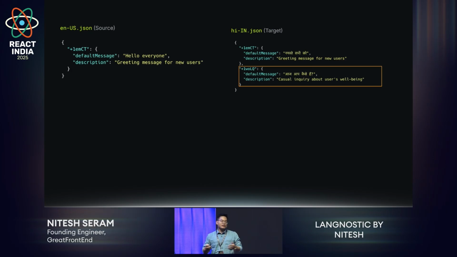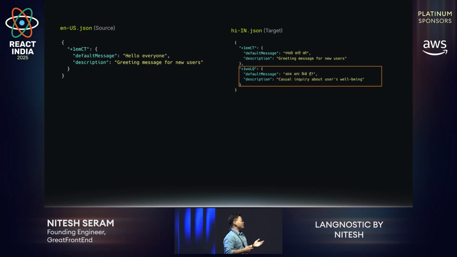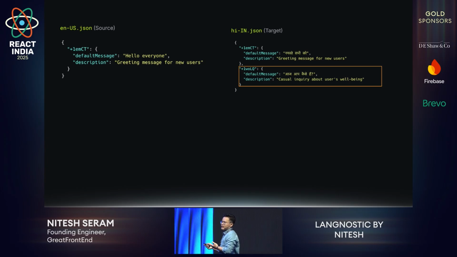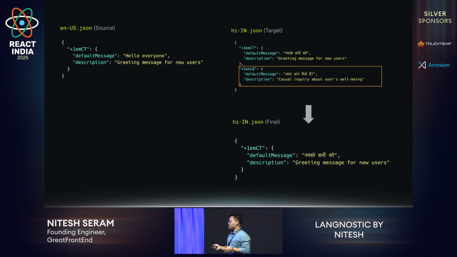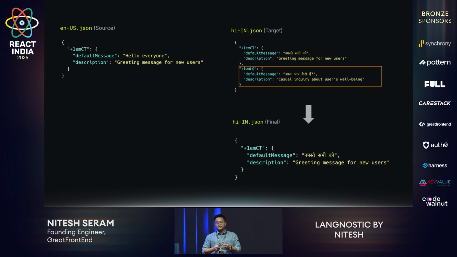Now there is another case, where you remove a string from your source file. Once you compare, you can see that there is an extra string in the target file that is missing in your source file. So when you run the Langnostic translate command, it doesn't actually trigger a translation, but it will clean up your target file. It will remove those strings which are not required by the app.